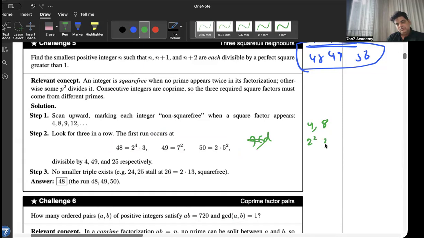This is 2 raised to 2, and this is 2 raised to 3. So GCD of 1 means those are co-prime, just like 4 and 9. There is no common factor, the GCD is 1. Agree?